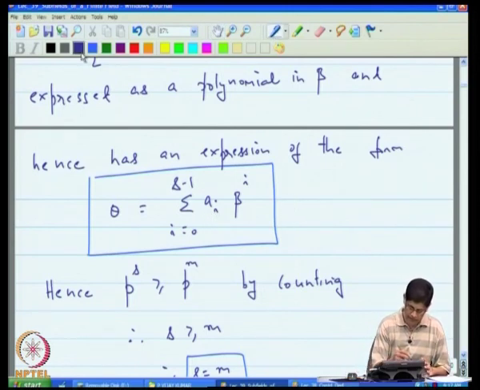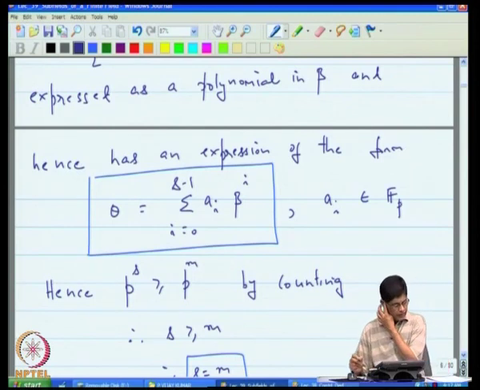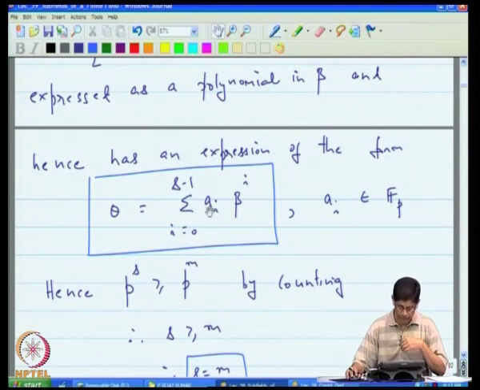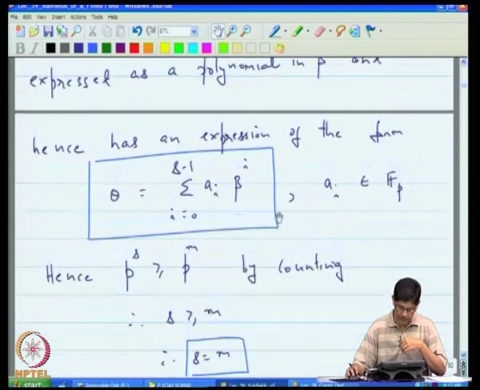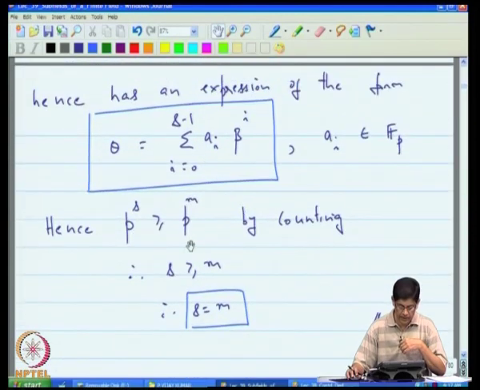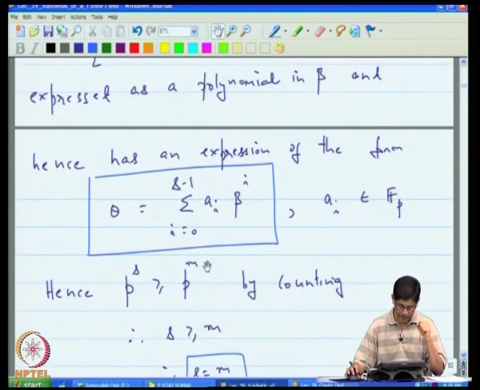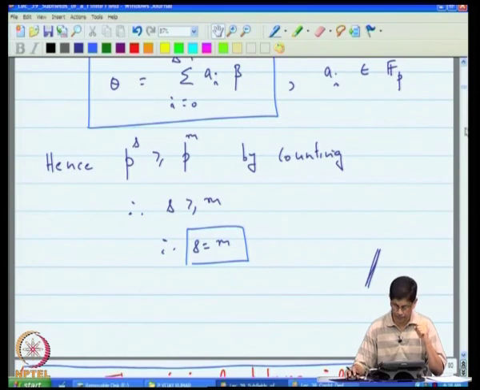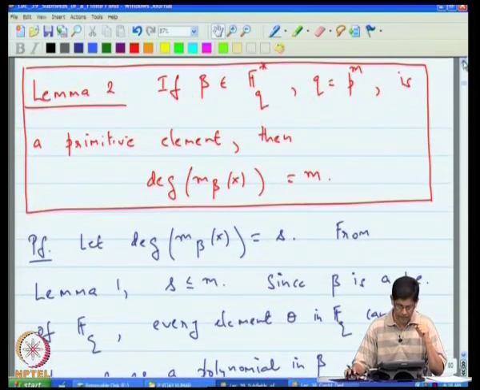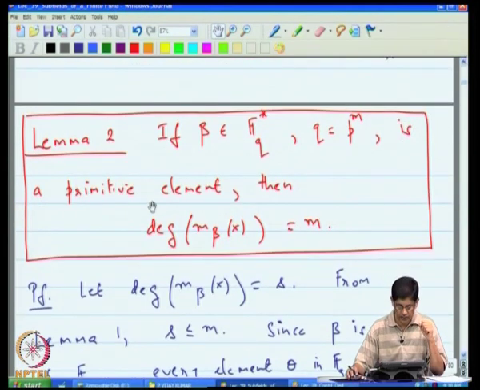So, again to emphasize that, let us just remind ourselves that the a_i come from F_p. So, the total number of elements of this form is p to the s, but since every element theta in the field can be expressed like this, p to the s must be greater than or equal to p to the m, just by counting, and from that it follows that s is greater than or equal to m, but we just went through proving that s is less than or equal to m. Combining the two, we find that s is equal to m. So, again the result is easy to remember. If you are dealing with a primitive element in the finite field, its minimal polynomial has degree m, where m is the so called exponent in the size of the finite field.